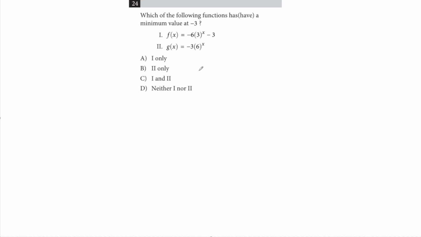So for this problem, we want to find functions that have a minimum value at -3. Looking at these examples, both of these have a positive number being raised to the power of x. What's important to note is, and let p stand in for a positive number here, when you raise a positive number to the power of x, no matter what, it's always going to be bound on the bottom by 0. Honestly, not even less than or equal to, just greater than.